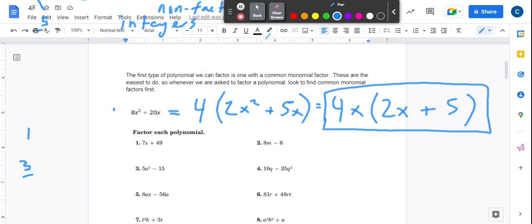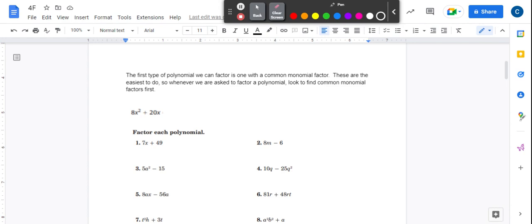Okay, so I'm going to draw up another example here real quick. Pause the video if you need to, and I'm going to write up another example right to the right of this. So let's say we have 8x squared y plus 12xy minus, let's say, 16y or something like that. And we want to factor this out.